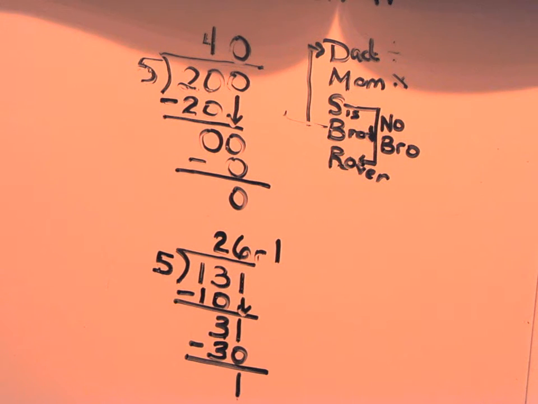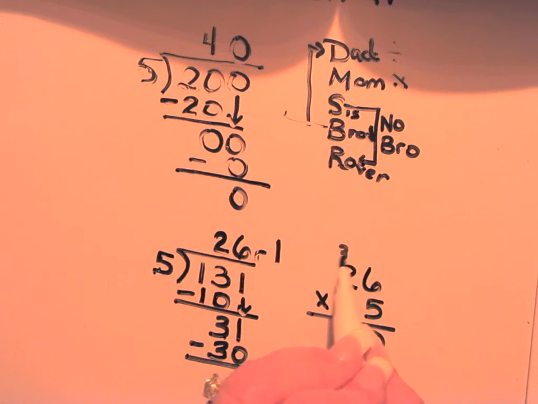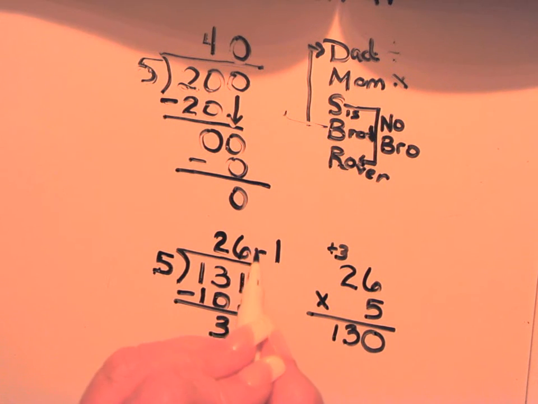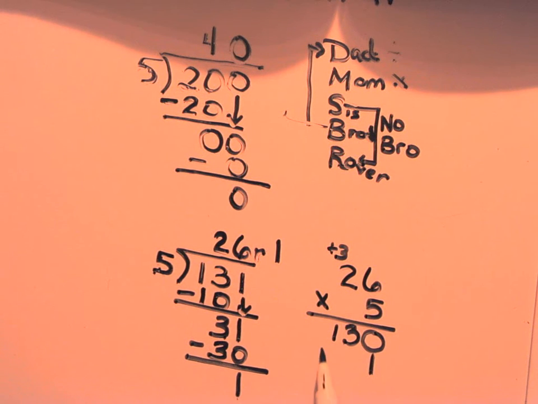Now remember, we can always check our answer by taking the number on the roof times the door, and if we have a remainder, we add it in at the end. So let's check our answer. We have 26 times 5. 6 times 5 is 30. We bring our 3 to the next column. 5 times 2 is 10, plus 3 more gives us 13. Now we're not done because we have a rover left over, and we add that rover left over right in, and we have 131, which is the number that we started with.